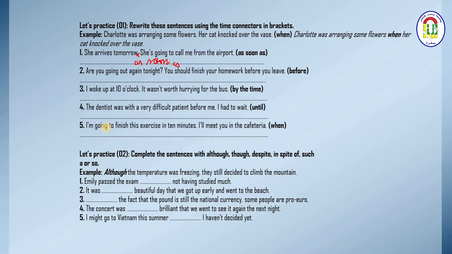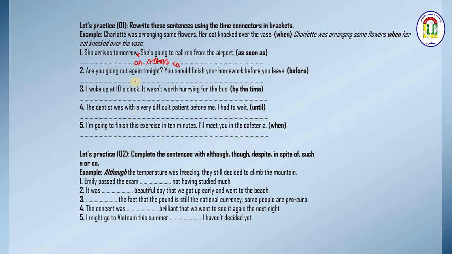Okay, when the plane will land. So after all the procedures in the airport, she will call me. Okay, and when she will call me, normally after she arrives. So as soon as, so the time she is going to come, she will call me. So how to do it here? Normally, where is the main clause and where is the dependent clause?